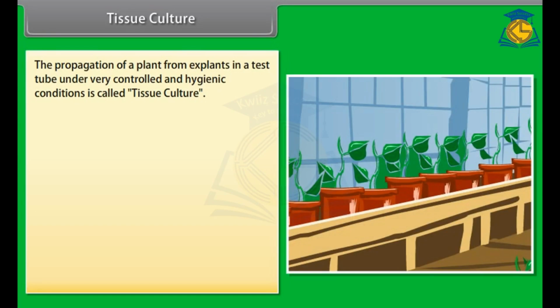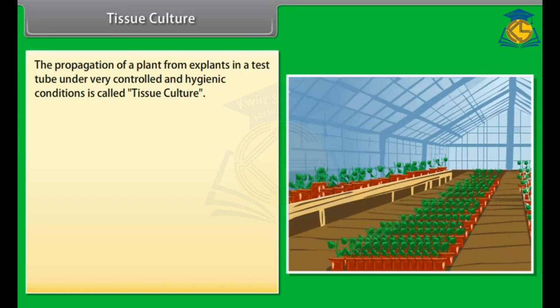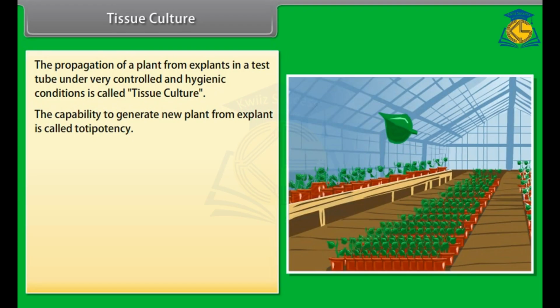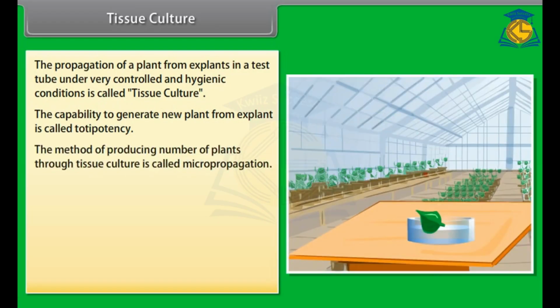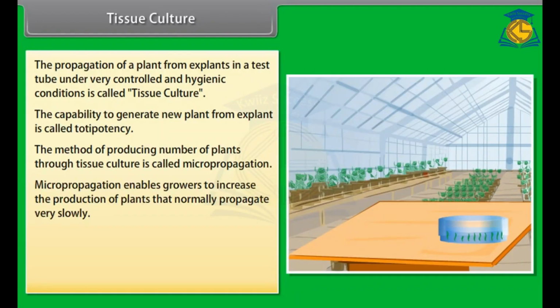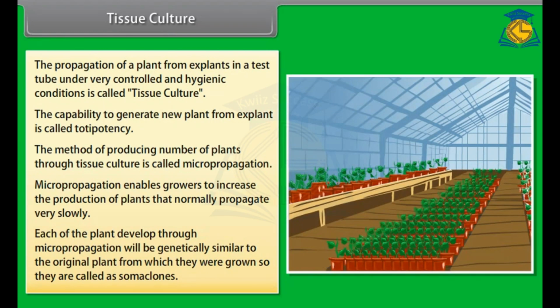Tissue culture: the propagation of a plant from explants in a test tube under very controlled and hygienic conditions is called tissue culture. The capability to generate new plant from explant is called totipotency. This method of producing number of plants through tissue culture is called micropropagation. Micropropagation enables growers to increase the production of plants that normally propagate very slowly. Each of the plant developed through micropropagation will be genetically similar to the original plant from which they were grown, so they are called as somaclones.